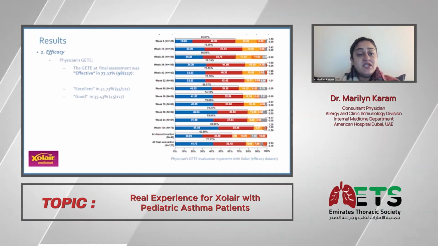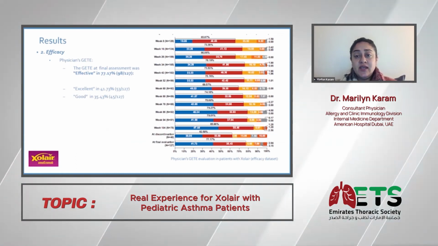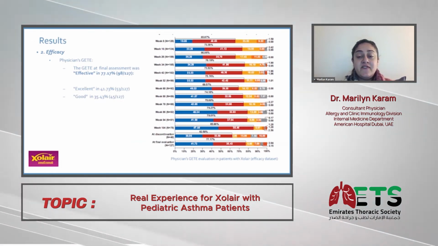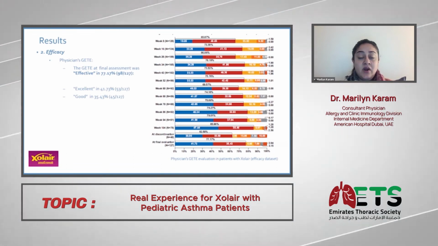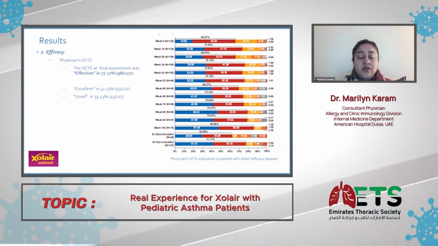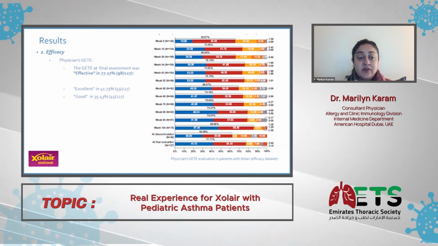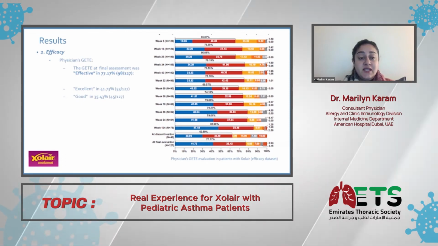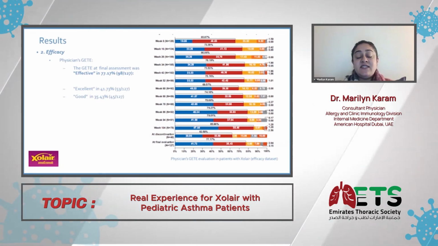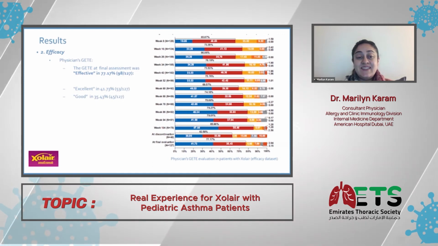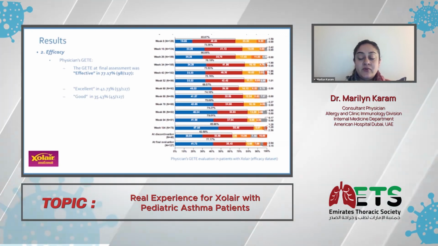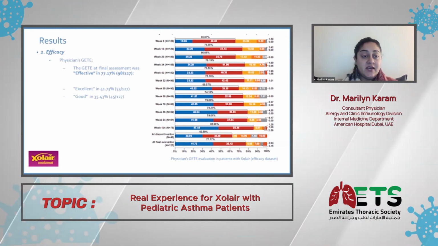Now for the physician GET score, when you look at the chart on your right, everything in blue and red is acceptable. And when you have a score of excellent and good, that means that you are on an effective therapy as per your physician's assessment. And at the final assessment of these patients, almost 80%, so 77.17% of patients had the final assessment as effective. So omalizumab was effective for their severe asthma.